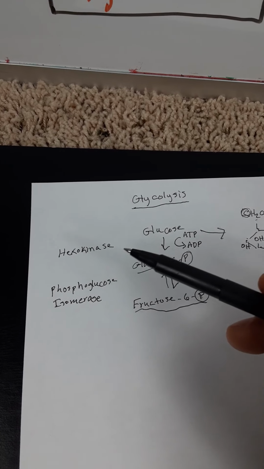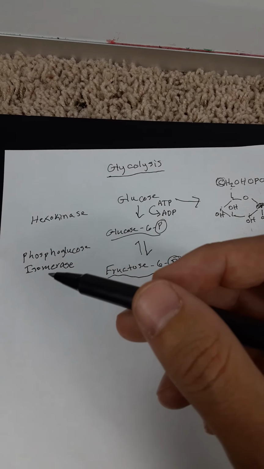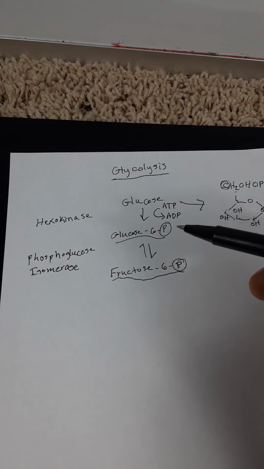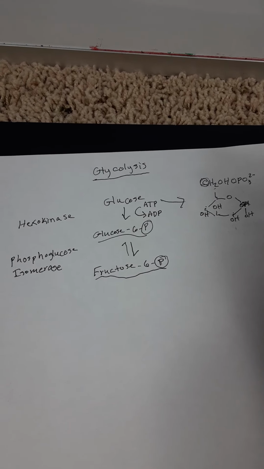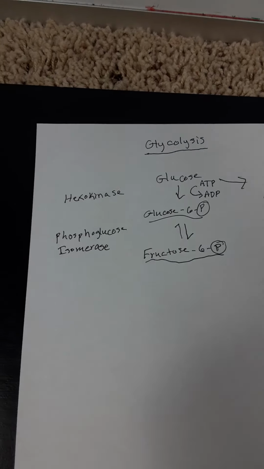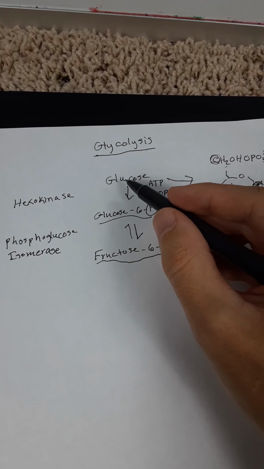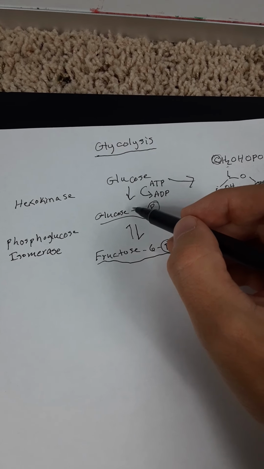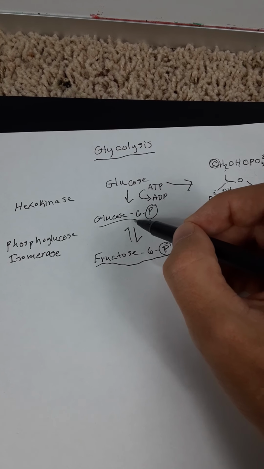So when you have a kinase, you're going to be working with phosphorylation. You're going to be adding a phosphate group. When you have an isomerase, you're actually going to be switching the structure, and I'll show you how that structure change occurs here. But first, let me touch on these lines again. So when you have glucose and then you're connecting to a single line, essentially you're saying that glucose is only going to go to glucose 6-phosphate.